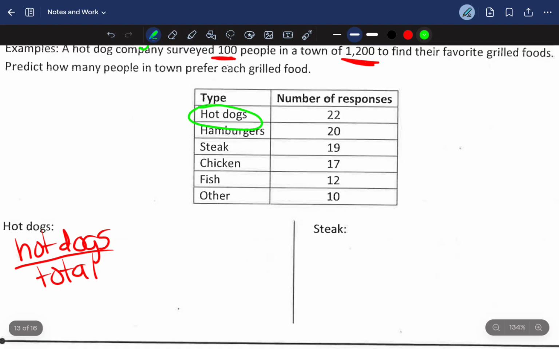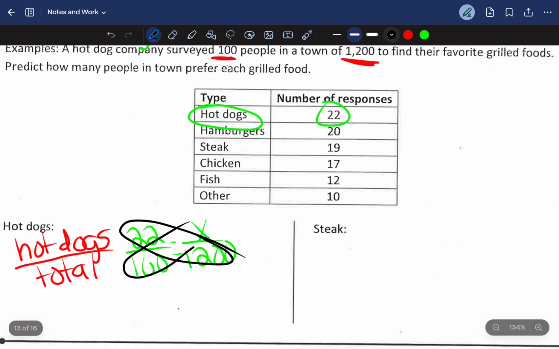If I look at hot dogs in the table, they had 22 responses out of 100. So I'm going to write 22 over 100 equals x over, because that's the part that we don't know, over 1,200. So this is a proportion. We're just going to cross multiply and divide.